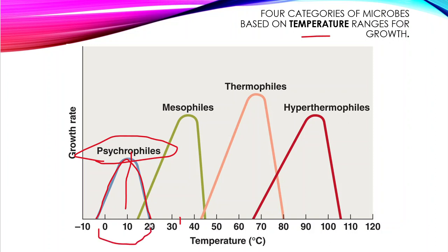They like it there. Then you've got the mesophiles. These are the ones that we typically think about. These are the human pathogens, because these are the guys that are going to be room temperature to body temperature, maybe a little bit more. So these are kind of the middle guys.